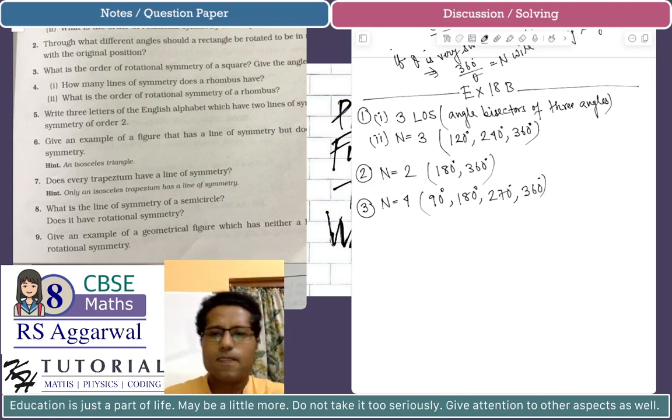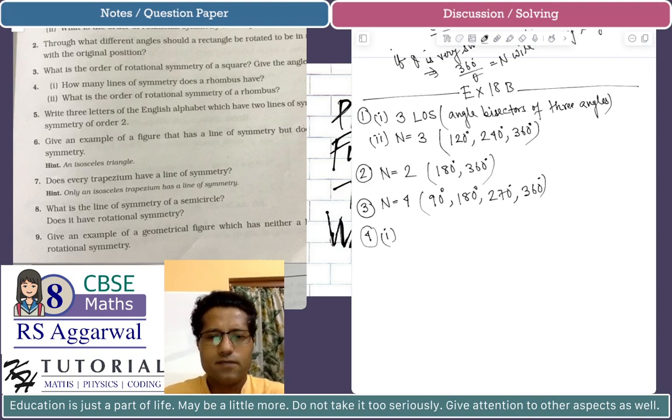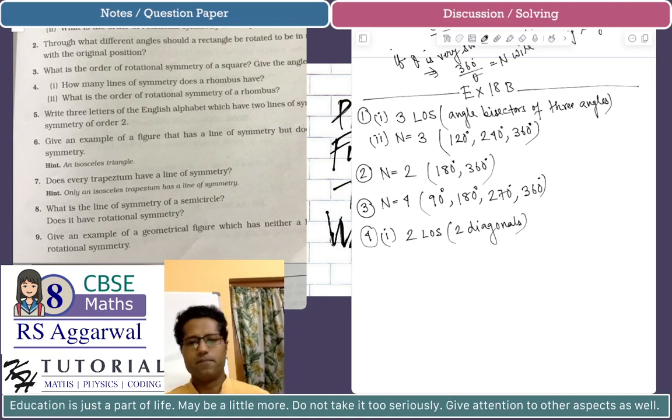Okay. Problem number 4, part 1 is, how many lines of symmetry does a rhombus have? A rhombus has 2 lines of symmetry, and they are the 2 diagonals. The 2 diagonals of a rhombus are its lines of symmetry.